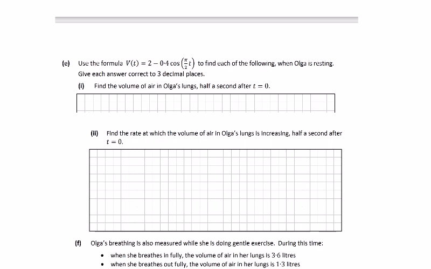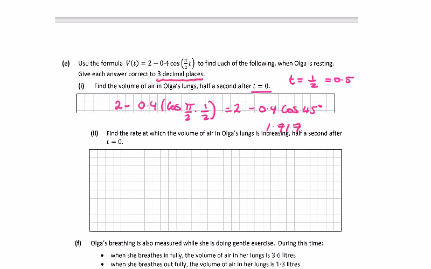Firstly, the volume of air half a second after t is equal to 0. Well, that's a strange way to phrase that. Why don't they just tell us t is equal to a half or 0.5? So we're just subbing in here. We're going to get 2 minus 0.4 by the cos of pi over 2 times 1 over 2, which is 2 minus 0.4 by the cos of pi over 4, which is 45 degrees if you want to change it and not use radians. And this is giving me 1.717 correct to 3 decimal places.